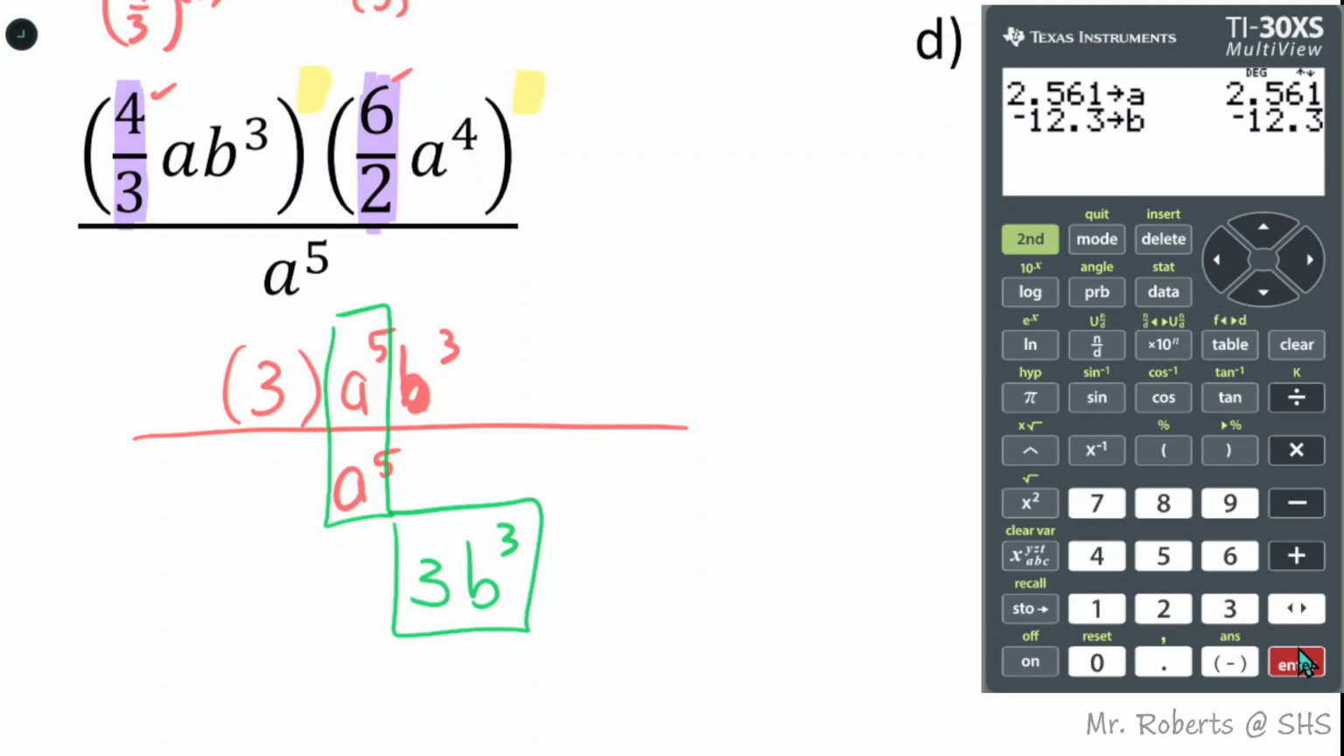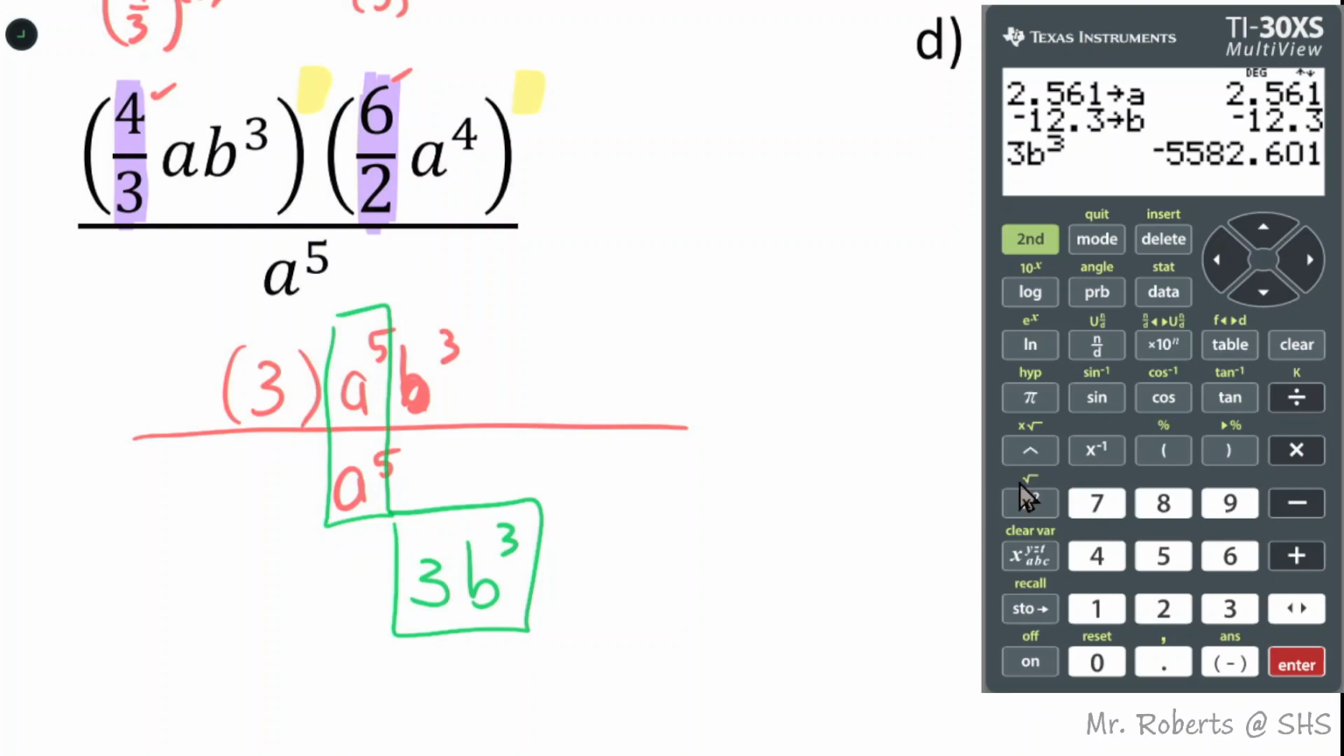My simplified version, my answer is 3b to the 3rd. 3 times b raised to the 3rd power. So my simplified version produces this output for the particular b that I selected, right? I selected some random b. For the particular b I selected, that's what my answer yields. Now, it's no guarantee that I'm correct, but if this doesn't check, there's definitely a possibility I'm wrong.